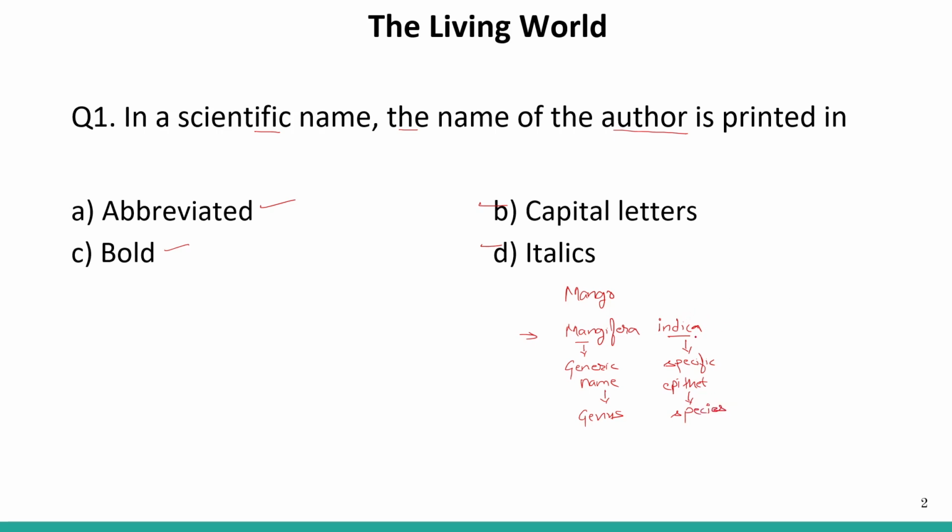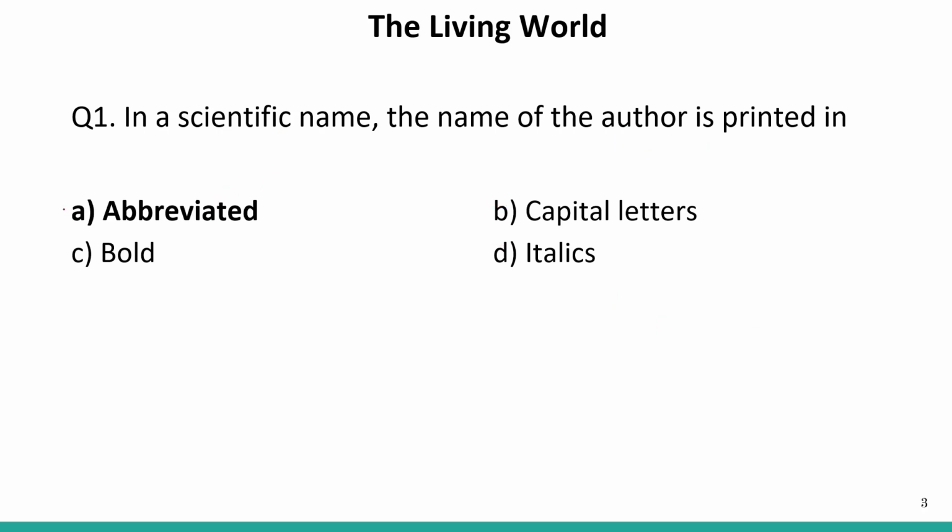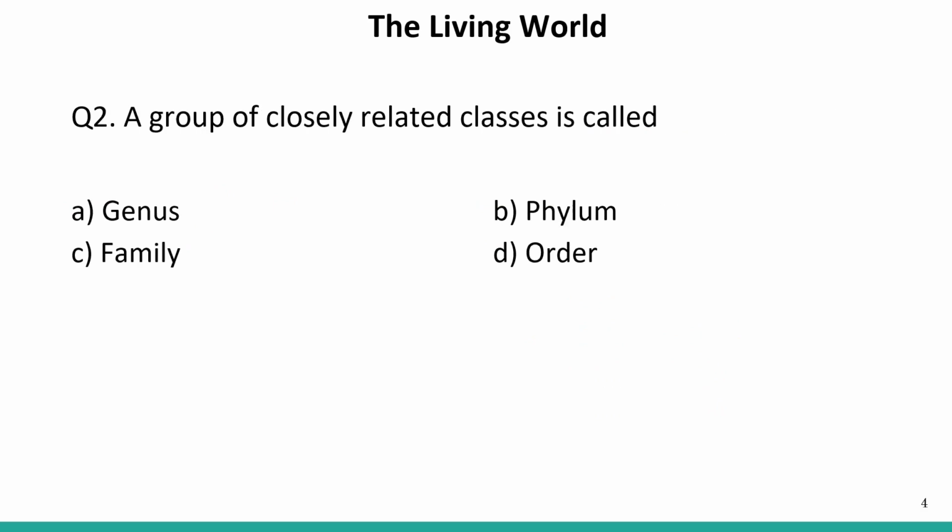Okay, and the author name comes after the specific epithet, and that too in the abbreviated form. If suppose Mangifera indica was identified by Carolus Linnaeus, only Linnaeus will come here, that too the abbreviation of Linnaeus, Linn. So again, let's read the question. In a scientific name, the name of the author is printed in. What should be the answer here? It should be option A, abbreviated. Abbreviation of the name should be written instead of the full name.